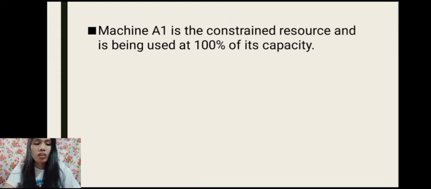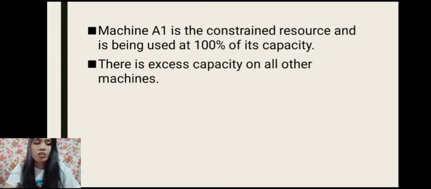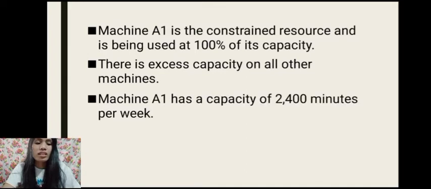Machine A1 is the constrained resource and is being used at 100% of its capacity. There is excess capacity on all other machines. Machine A1 has a capacity of 2,400 minutes per week. So the bottleneck, or the constraint here, is machine A1.